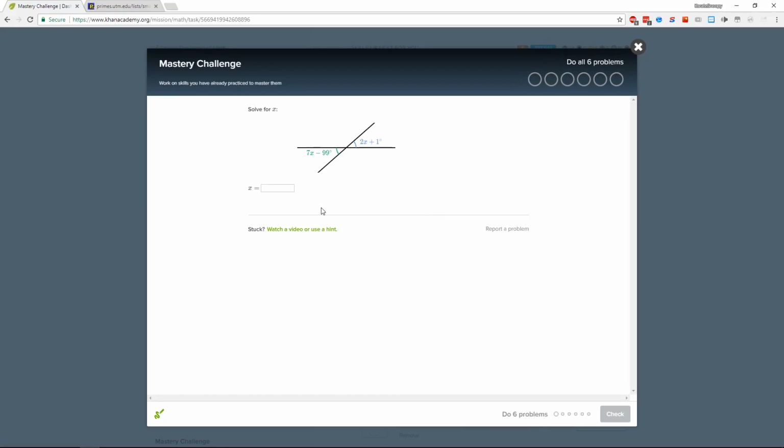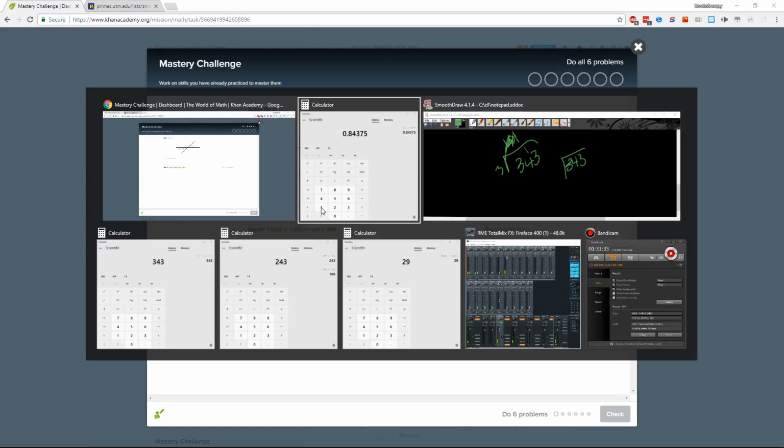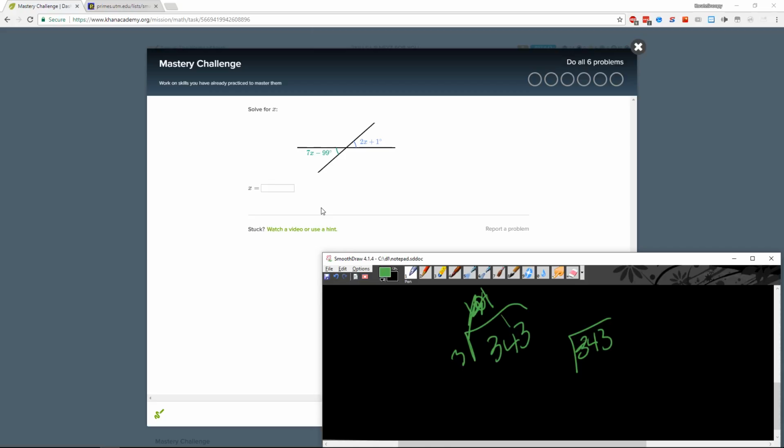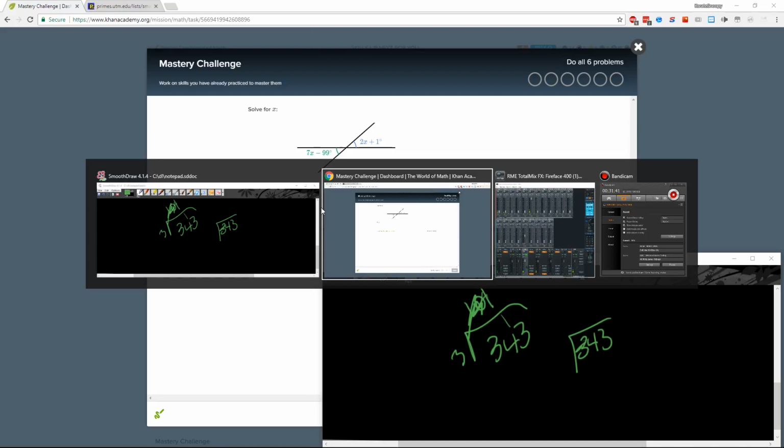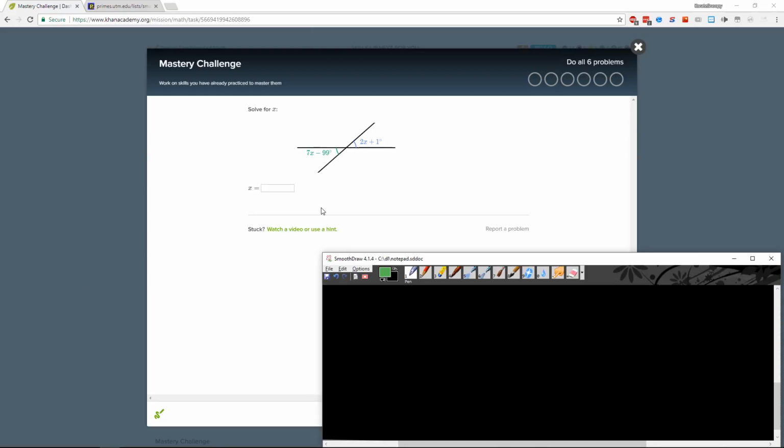Solve for x. Let's see. Should close these calculators. Alright, let's see. So they're equal. So 2x plus 1 equals 7x minus 99. Add 99 to both sides, so 100 over here. Subtract 2x from both sides, equals 5x. So, let's see, 20 equals x.